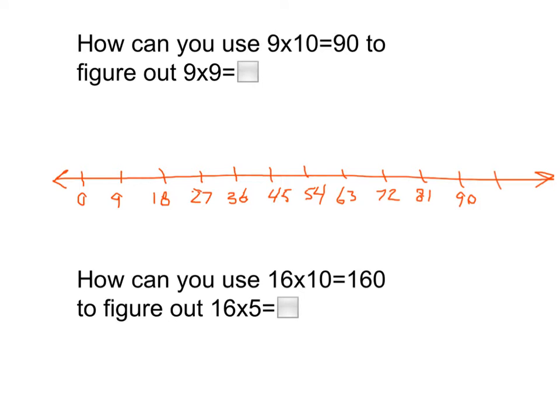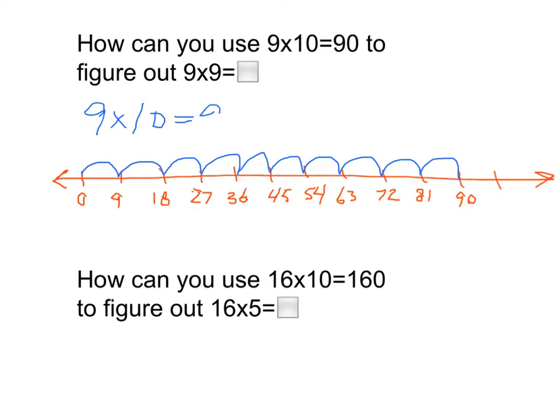So one of the strategies I came up with is, I think what I'm going to do is use skip counting on a number line. And some of you struggled with this in your homework the other day. So it's 9 times 10. So 1, 2, 3, 4, 5, 6, 7, 8, 9, 10. So I'm going to use blue as 9 times 10 equals 90.